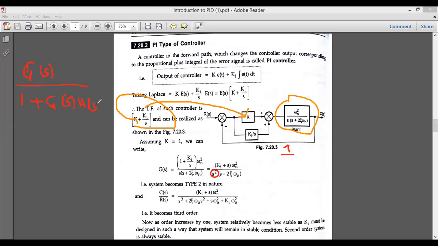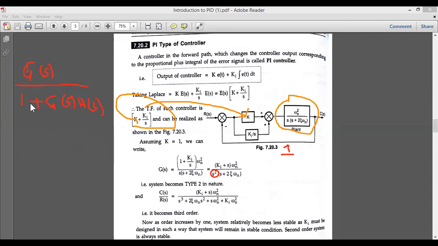Now what we will do here is substitute this G of s in this formula. So it becomes Ki plus s into omega n square in the numerator, divided by s square multiplied by s plus 2 eta omega n, divided by 1 plus again the whole block multiplied by 1. So the denominator of this and the denominator of G of s will get cancelled out, but this will be multiplied with this particular 1, even if you take the LCM also.